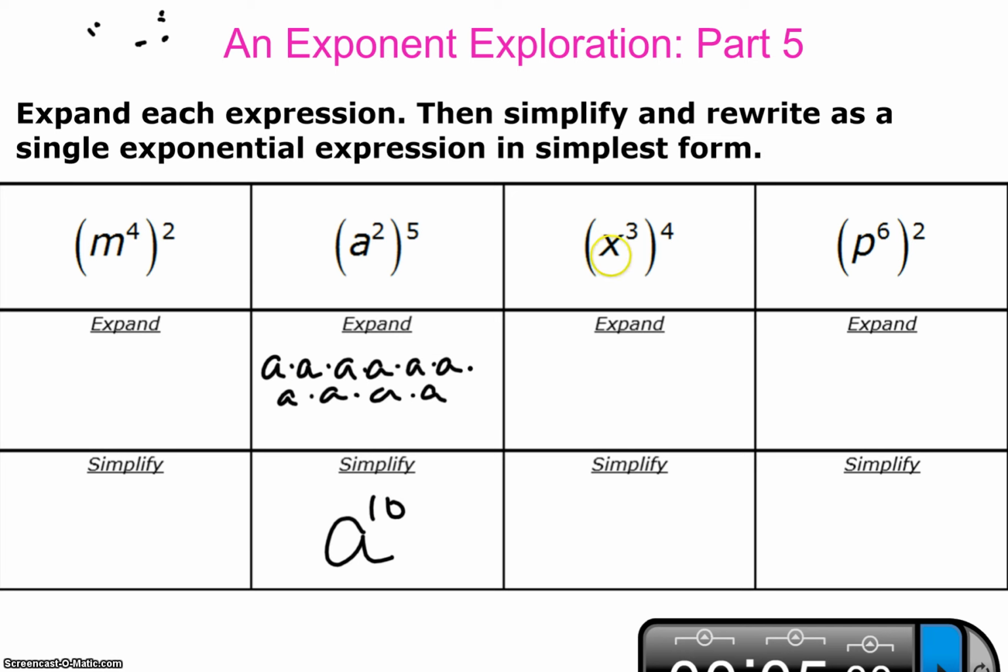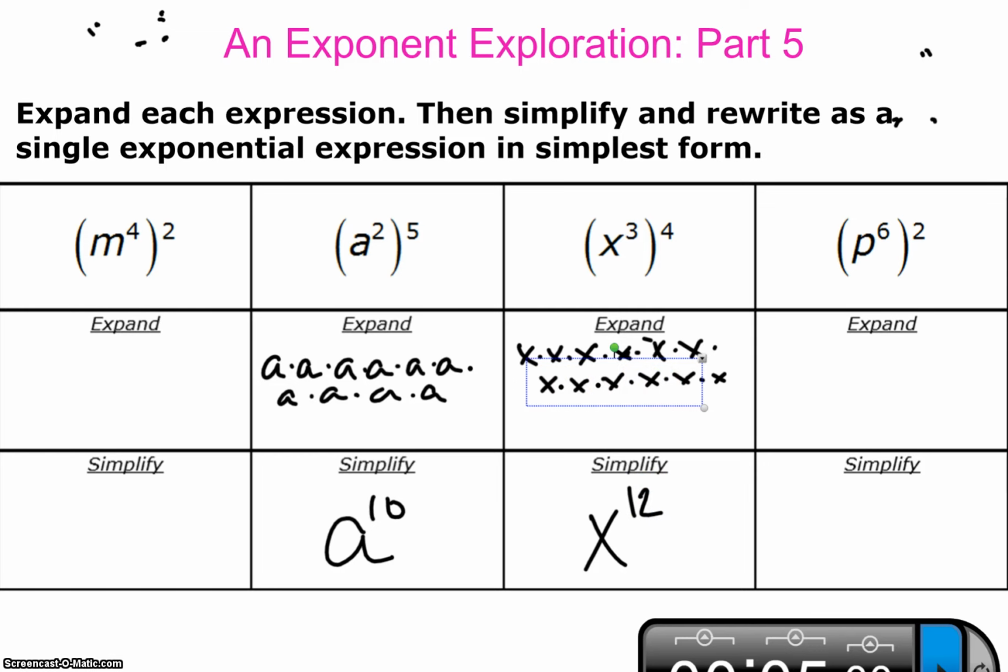Next example, we have x cubed 4 times. So x times x times x, there's 1. x times x times x, there's 2. Times x times x times x, there's 3. Times x times x times x, there's 4. So our simplified expression is how many times? 1, 2, 3, 4, 5, 6, 7, 8, 9, 10, 11, 12.